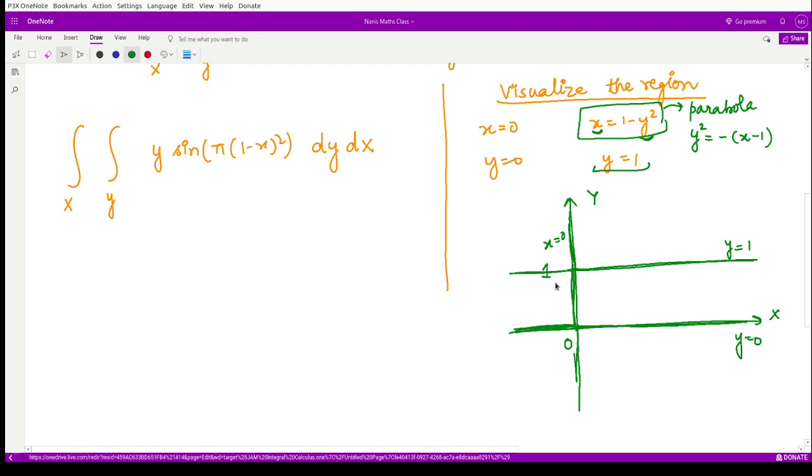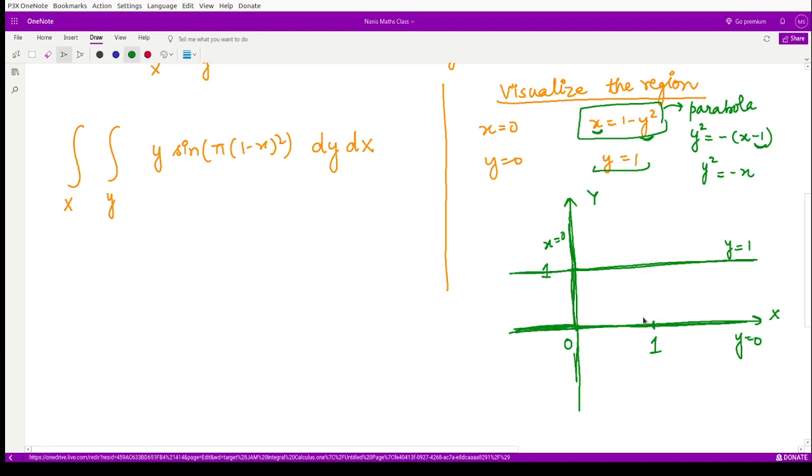If this 1 was not present, that means if we had the curve y square equal to minus x, then the parabola would simply be like this. But now because there is a minus 1 with x, the vertex has been shifted 1 unit to the right. So instead of this parabola starting from the origin, we have it starting from positive 1 on the x-axis.